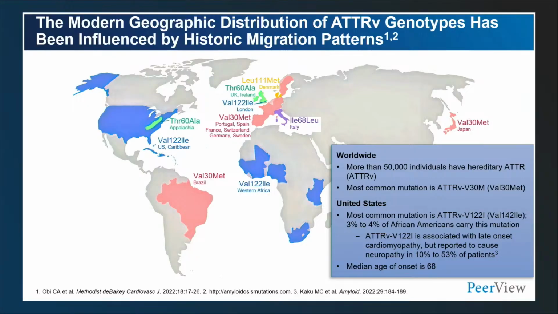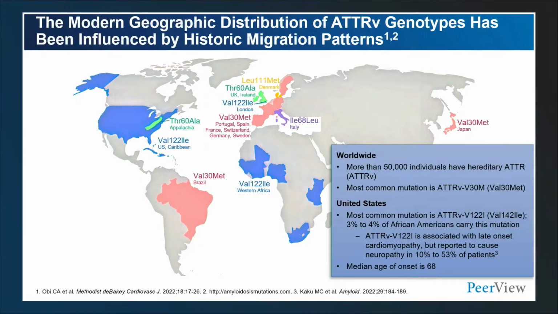So taking a step back and thinking about amyloid worldwide, there are more than 50,000 individuals who have hereditary transthyretin amyloidosis. This is probably an underrepresentation of what actually exists. The most common mutation worldwide is the V30M, or Val30Met, mutation. This is predominantly a Portuguese mutation. There are pockets in many other areas around the world, including Brazil, Japan, and many areas in and around Europe.